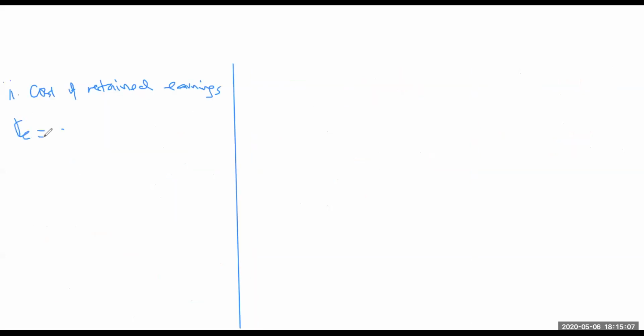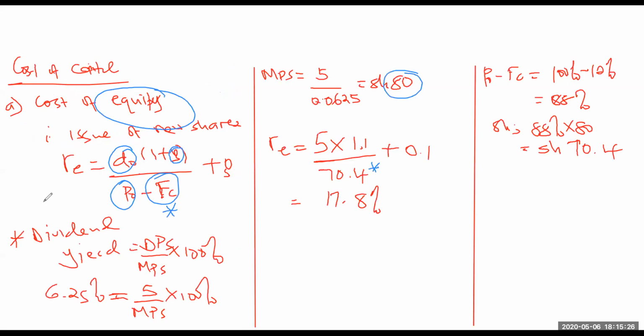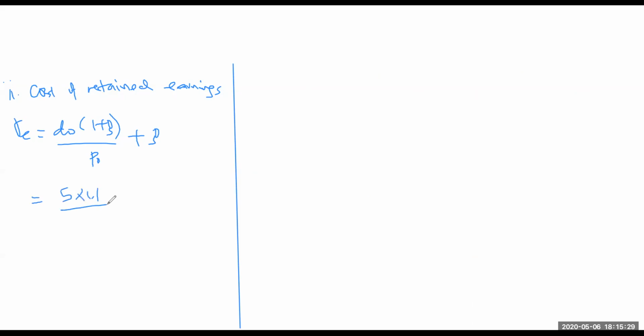Cost of equity is D naught times 1 plus G, divided by P naught, plus G. Now here, don't subtract the issue cost. There's no issue you're incurring. We are simply using the company's past earnings. Therefore, it's going to be equal to D naught, which is 5, times 1.1, divided by 80, plus 0.1, to give us how much? We get 16.9%, to be the cost of using the company's retained earnings.